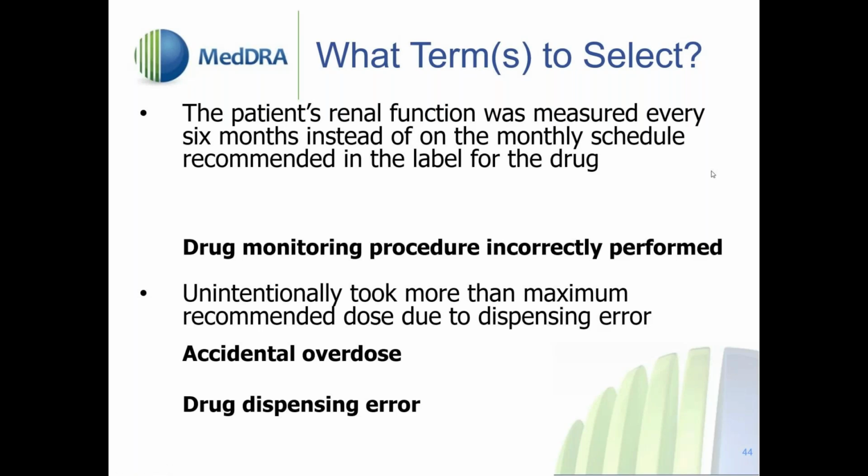Not only that, the PTC guideline tells me if my context supports the fact that this is accidental overdose, I can select that LLT. So the closest LLT to this scenario is accidental overdose. And of course, I have the drug dispensing error. They're telling me something happened here. There was a medication error here. It was a drug dispensing error.